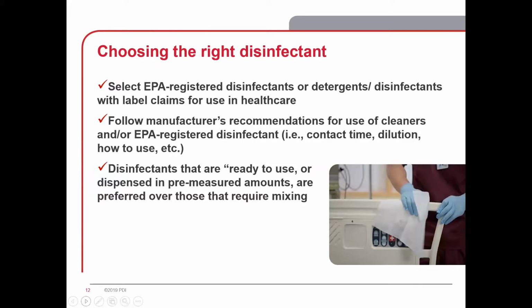Part of the checklist is choosing the right disinfectant. So you want to ensure that you select an EPA registered disinfectant or a detergent disinfectant with label claims for use in healthcare. So it's very important that these products undergo stringent testing and efficacy testing so you can be assured that you're getting a product that works. And then again, you must follow those manufacturers' recommendations for use of those cleaner disinfectants. So you want to make sure you're following the appropriate contact time, the dilution time if you need to dilute it, how to use it, etc.